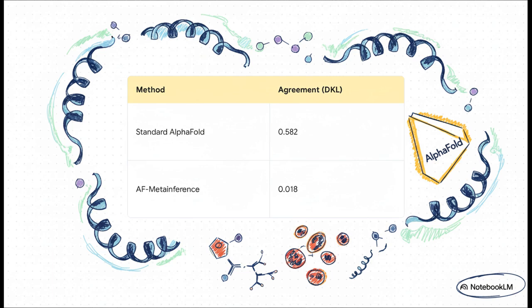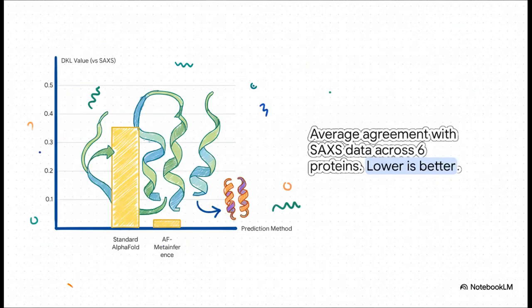We can actually quantify this improvement using a metric called the Kullback-Leibler divergence, or DKL. You can compare the models to the experimental SAXS data. A lower DKL value means a better match with reality. And as you can see, the AlphaFold-Metainference ensemble is a much closer match than the standard single-structure prediction. And this result wasn't just a one-off for TDP43. The method was tested on a whole set of 6 different proteins that have both folded and disordered parts. And in every single case, the ensembles from AlphaFold-Metainference showed significantly better agreement with experimental data, compared to the single structures from standard AlphaFold.